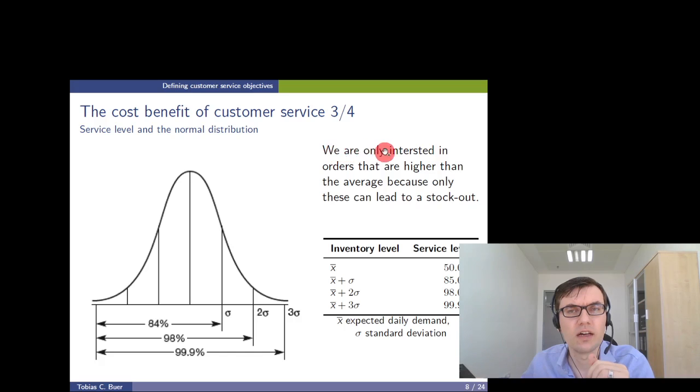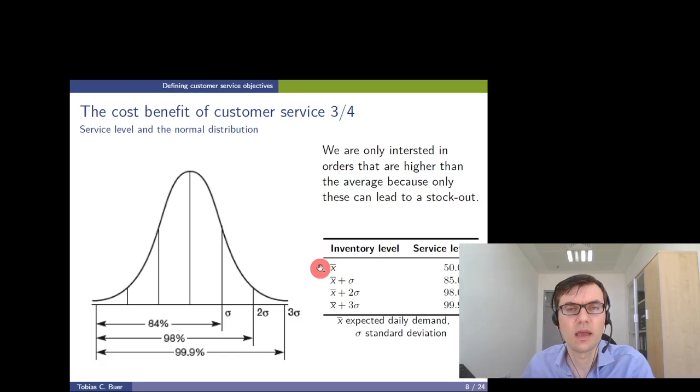Of course, we are interested in those orders that would exceed our inventory. We do not care very much about orders that are lower than our average daily orders, but we care a lot about those orders that are higher than our daily average. That means we only need to look at the right side of this chart, right of the average, and by the law of the normal distribution, we can make the following statements.